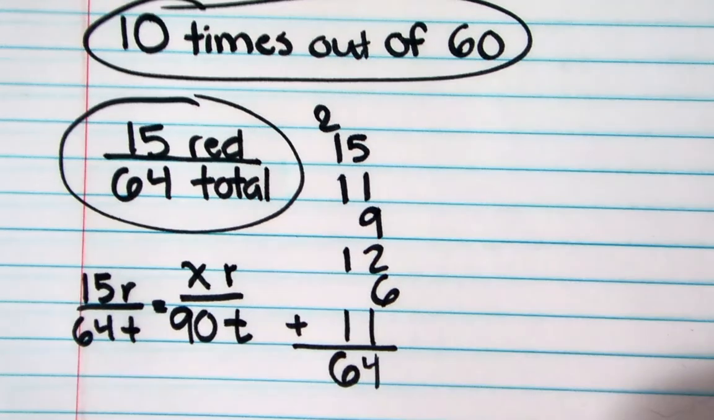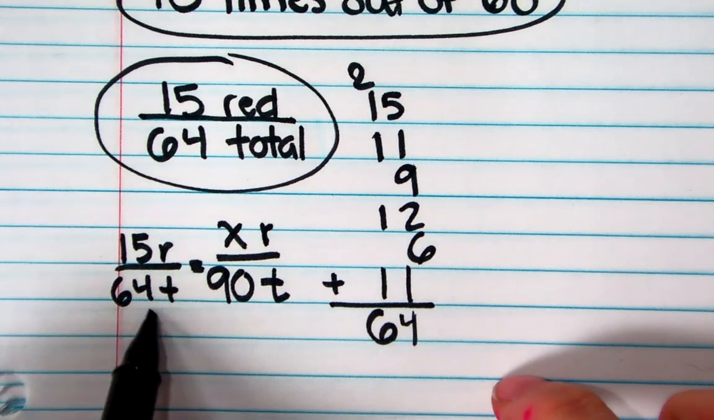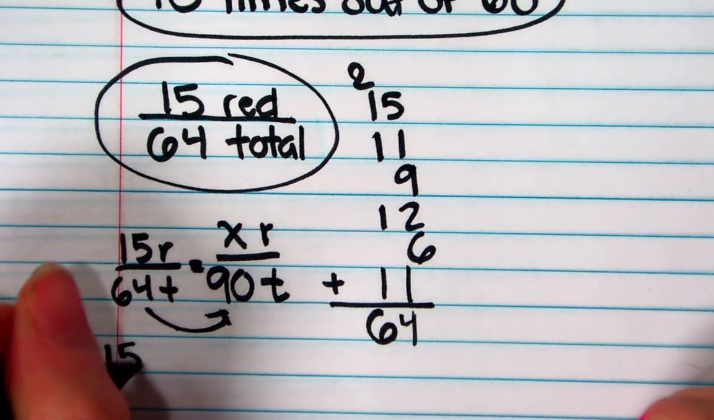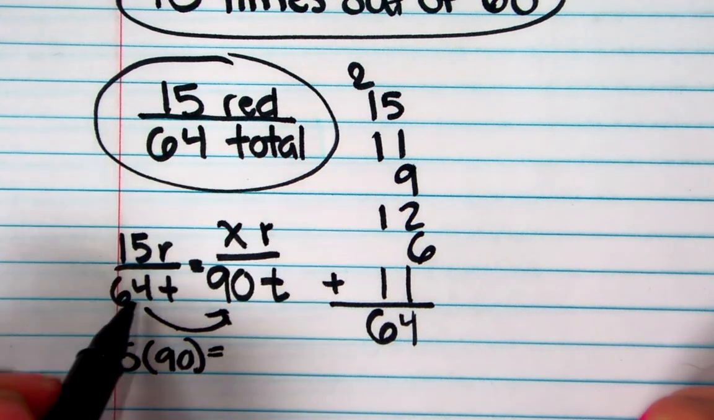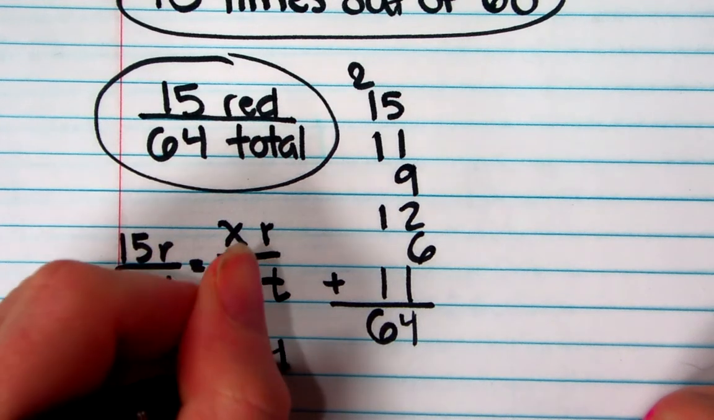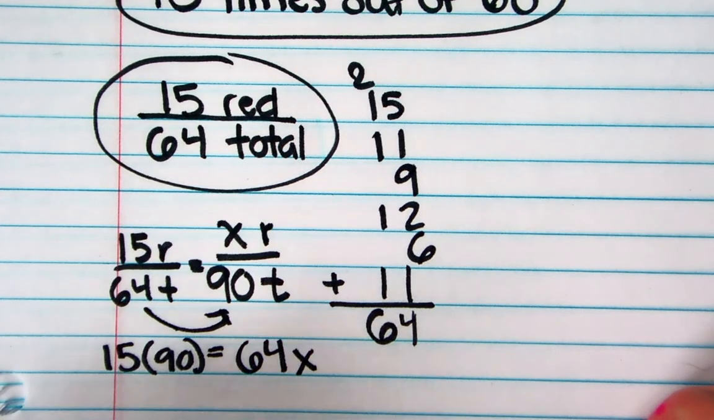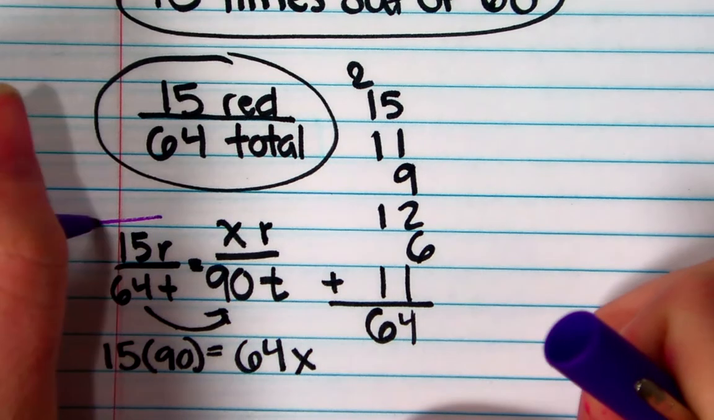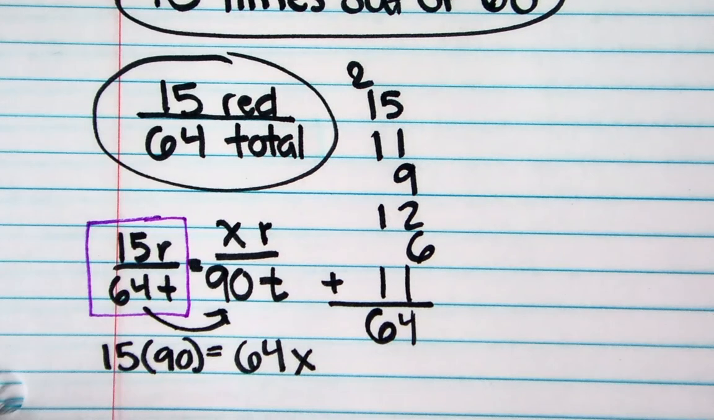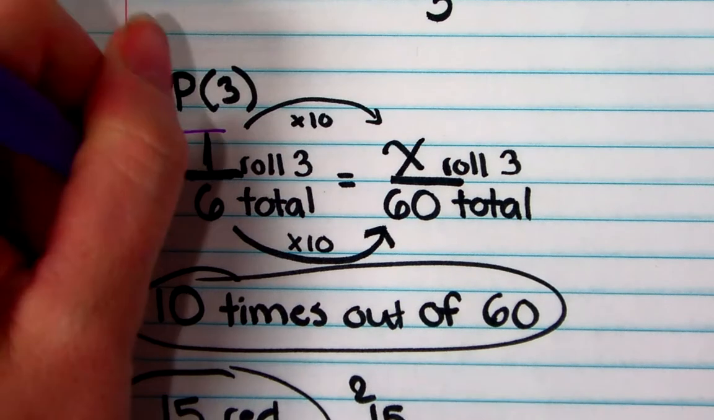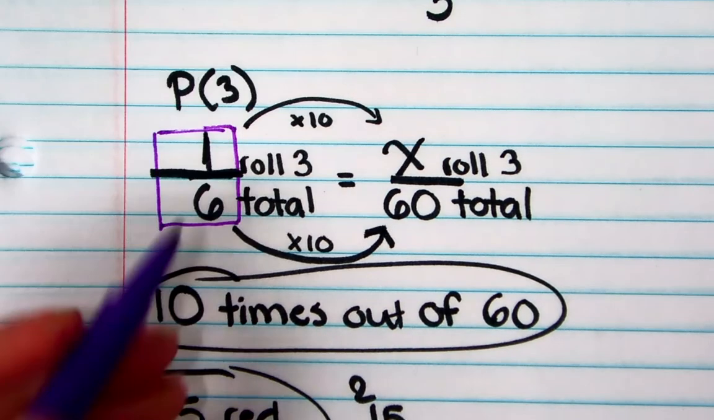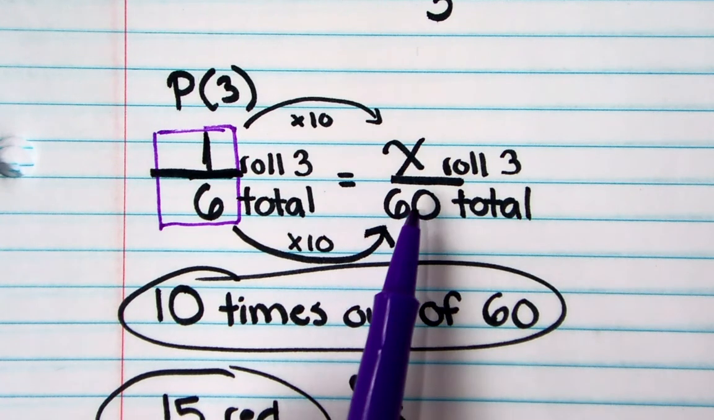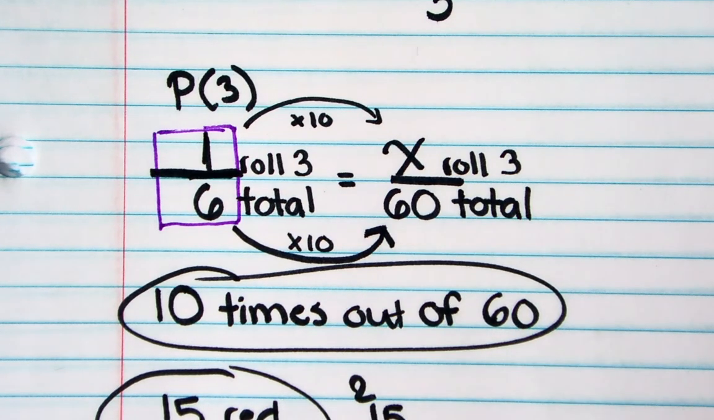And so on this one, if you look at it, you really can't do just this rate of change. So you'd have to do cross products. You would do 15 times 90 equals 64 times x. Okay, simplify, isolate the variable, and find the answer. But the key to all this is your given ratio. It's your given probability. In our dice example, our given probability, we know for a fact, in theory, you would roll a 3 1 out of 6 times. So maybe you roll it 1,000,000 times. It would be x over 1,000,000. Okay, and so you can make predictions that way.